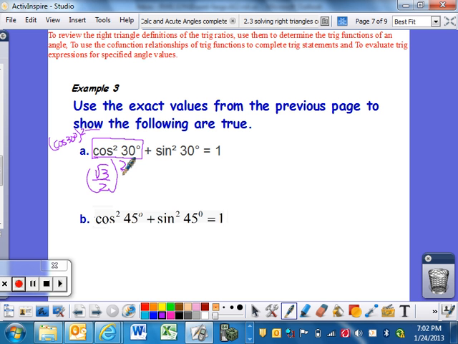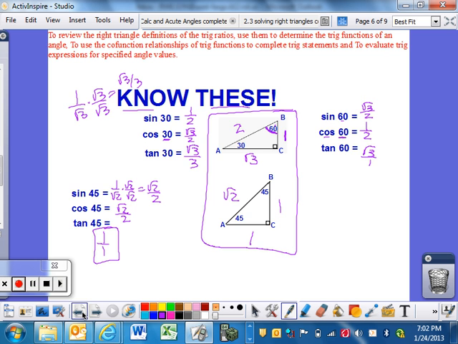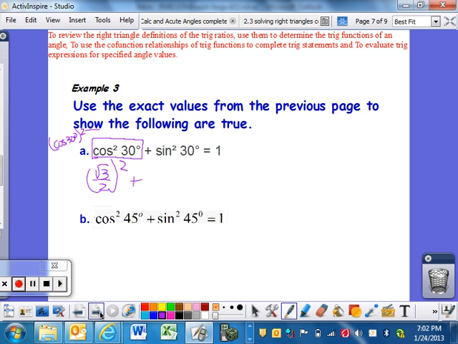Alright, and then we have to go plus sine of 30 degrees. If you flip back to your other page, it's 1/2. So 1/2 squared. How is that going to equal 1? Well, if you distribute the square to both, root 3 times root 3 is 3, over 2 squared is 4, plus 1 squared is 1, 2 squared is 4. What's 3/4 plus 1/4? 1. So that's how you show that something's true.